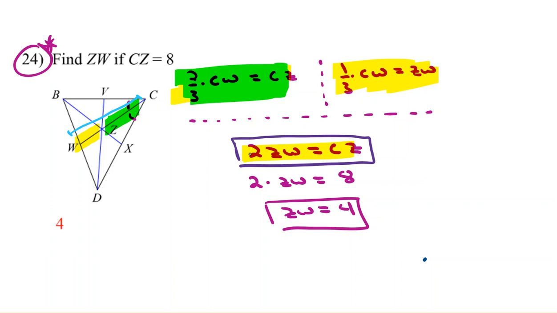This statement down here relates the two middle parts, like I said before, and we have CZ being twice as big as ZW. So we have to multiply ZW by 2 to get it to be equal to CZ. Once we understand that, and they give us CZ, we just have to divide it by 2 to get 4.